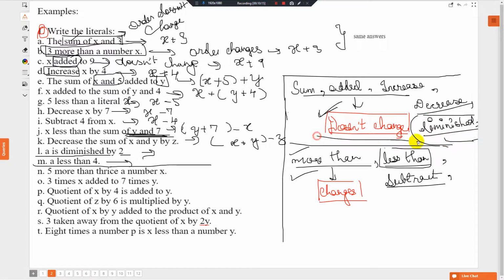Now when a is diminished by 2, the word diminished comes in the does not change column. So the answer will be a is diminished by 2, it does not change, so that will be a minus 2. When here a less than 4, less than changes, right? So in that case, what will it be? Minus.